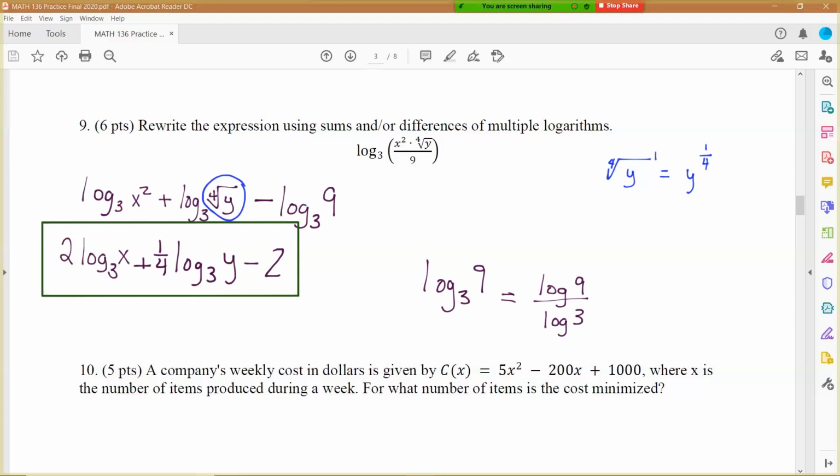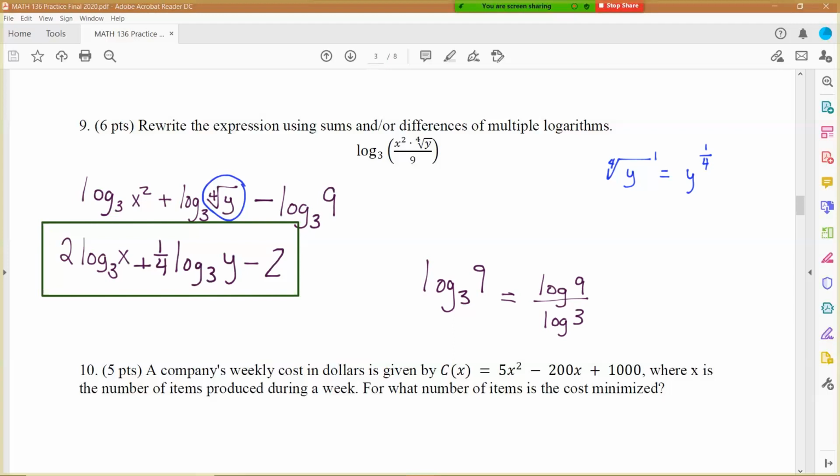Yeah, how'd you get 2? We took log 9 divided by log 3. Change of base formula. So we couldn't do change of base on this one because it has an x in it. Can't do change of base on this one because it has a y in it. This one just has 2 numbers. So change of base, top number divided by base, log 9 divided by log 3 is 2.